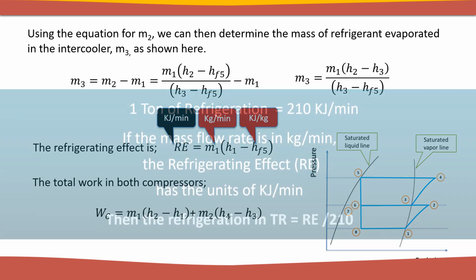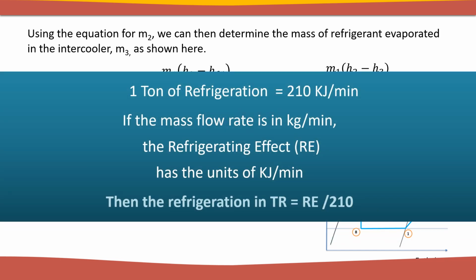In the refrigeration industry, the standard unit is the ton of refrigeration, TR, where 1 TR equals 210 kJ per minute. To convert a refrigerating effect from kJ per minute to TR, divide the value in kJ per minute by 210.